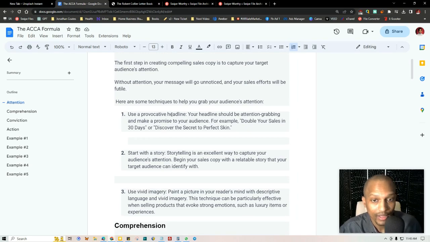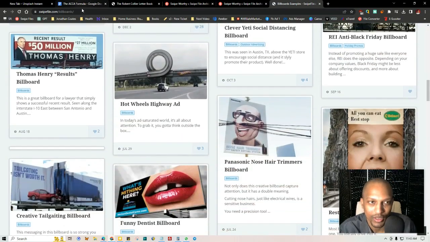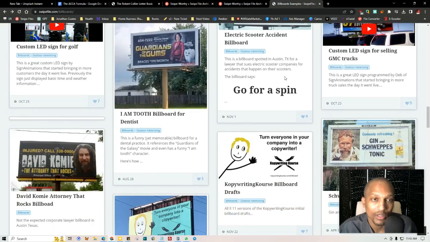Use a provocative headline. Your headline should be attention grabbing and make a promise to your audience. For example, double your sales in 30 days, or discover the secret to perfect skin. Get a way to grab their attention. There are a lot of great examples of this. One of the resources I'm sharing is called Swipeworthy, and another is swipefile.com. There's a lot of cool, clever stuff in here, so I'll leave this one in the description as well. Swipefile.com has billboards and is a great place to go if you need headline ideas.